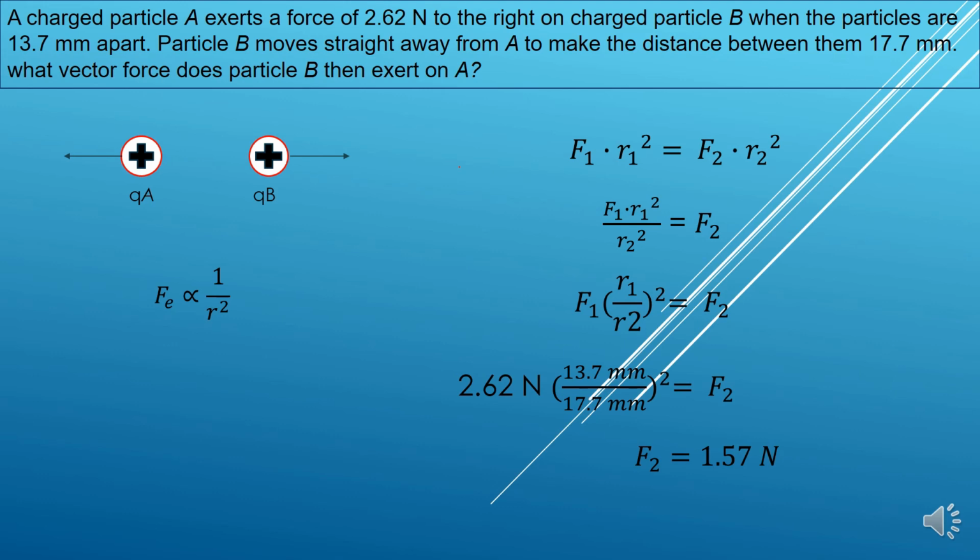We also need to determine the direction of the force, because the question asks for the vector force, and again they want the vector force that particle B is exerting on A. Well, B is exerting a leftward force on A, as we had determined earlier, so the direction for our force would be to the left, and that completes the answer to the question.